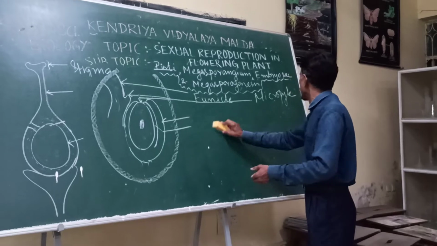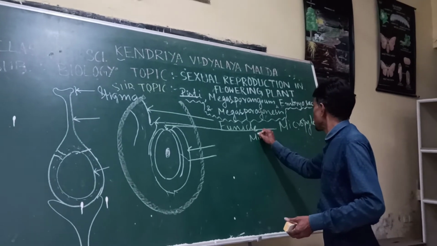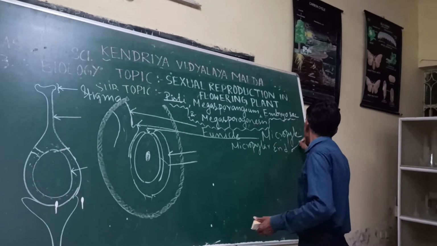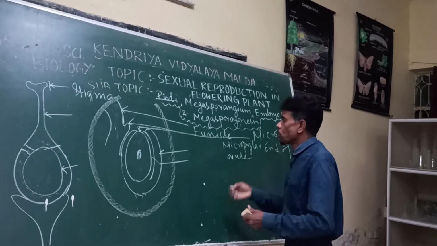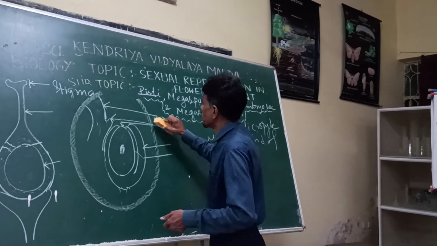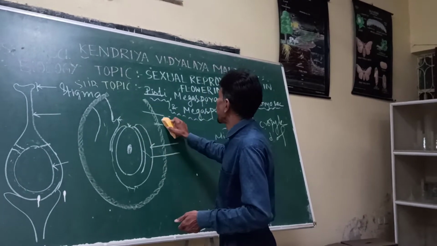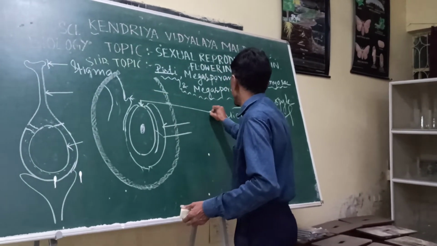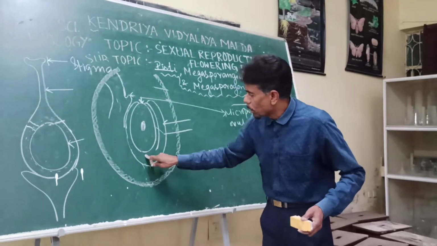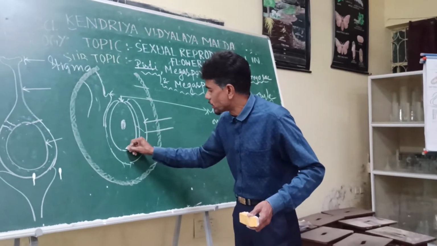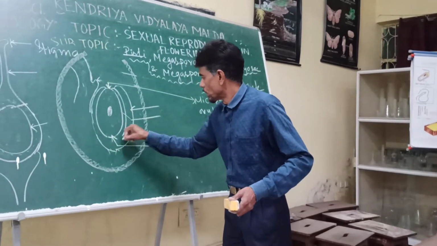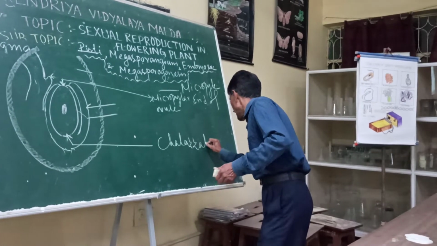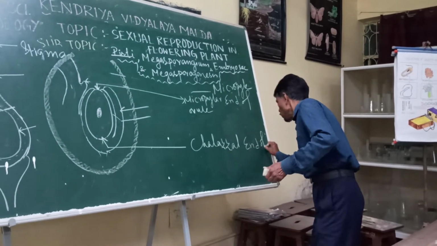So if I rub this, this is called the micropylar end of the ovule. This one is the micropylar end of the ovule. And the opposite end, just opposite to the micropyle, is called the chalazal end of the ovule.